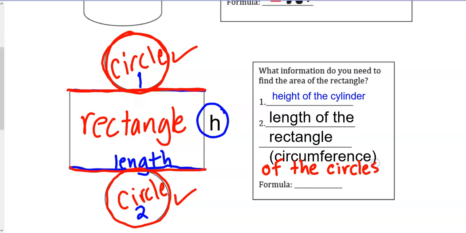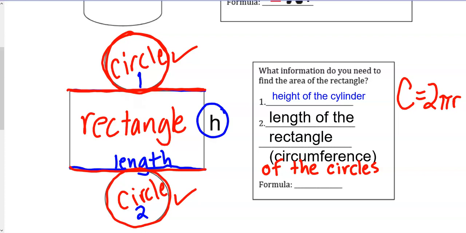Circles. Okay, so let's think about what formula that would be. So let's put it all together. To find the circumference, circumference is equal to 2 pi times radius. That's our formula for circumference.